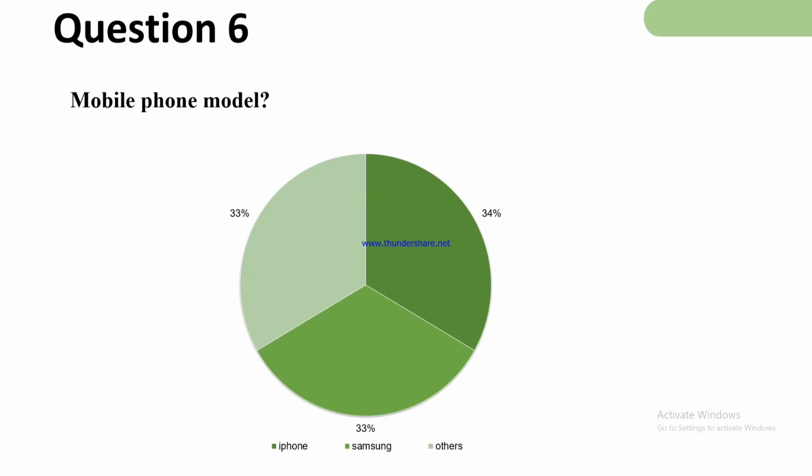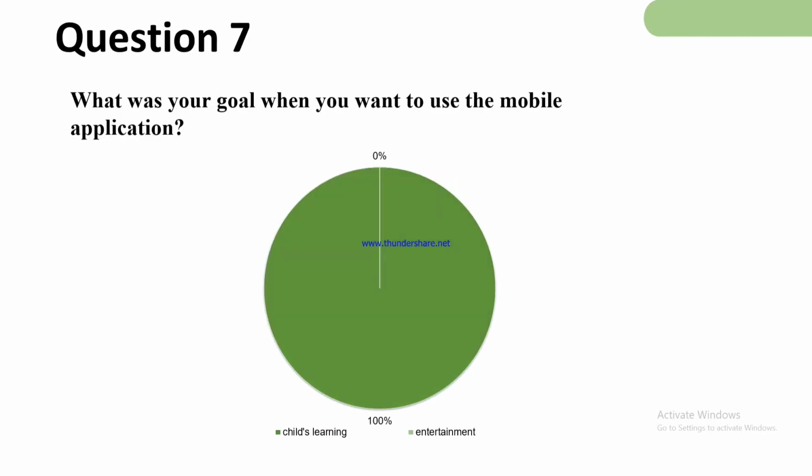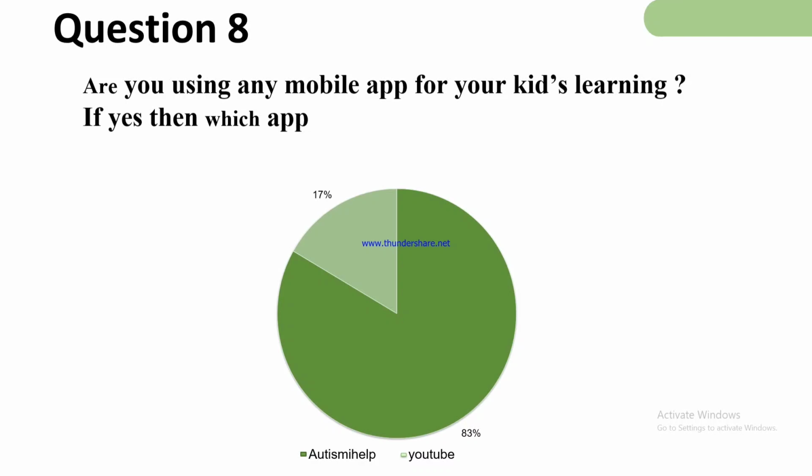Next I will talk about the phone model. Some had iPhone, some had Samsung, and some had other mobile companies' models. Next, when I asked about the goal, or when you want to use this mobile application, 100% of users said that they wanted their child to learn instead of entertainment because of their autism disorder. Next, are you using any mobile application for your kids' learning? If yes, then which app? 17% of users were using YouTube, and the others were using Autism iHelp.